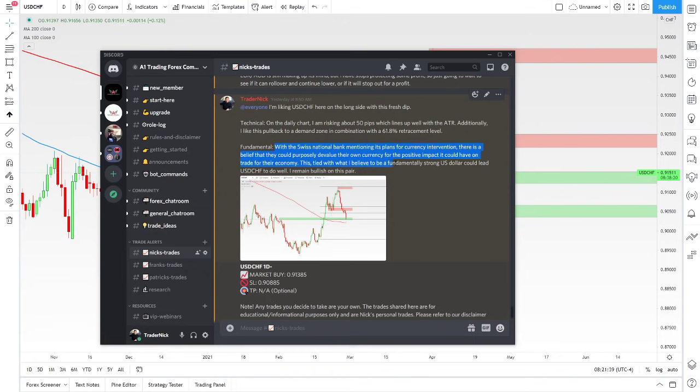This, tied with what I believe to be a fundamentally strong US dollar, could lead to USD Swiss doing well. I remain bullish on this pair. Okay, and so then I sent out my trade with the entry and the stop loss and all that sort of stuff.